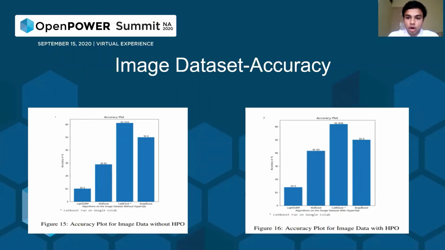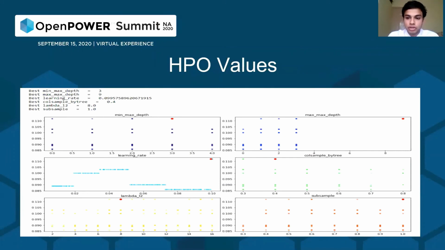Without HPO, on the image dataset, CatBoost is the clear winner as it achieves an accuracy of 61%, while SnapBoost, not far behind, manages to achieve 50% accuracy. LightGBM again fails here with a mere accuracy of 10%. With HPO using HyperOpt, XGBoost showed a 13% increase in accuracy, while others showed only a marginal change. The HPO graphs are shown for reference again.